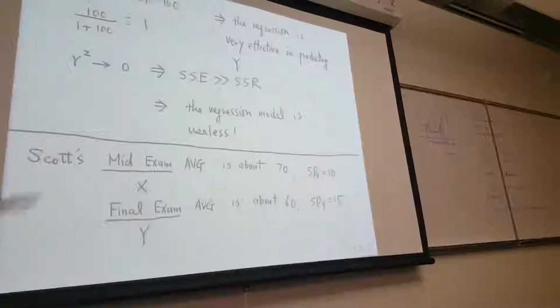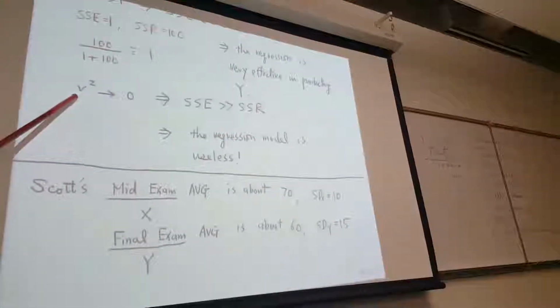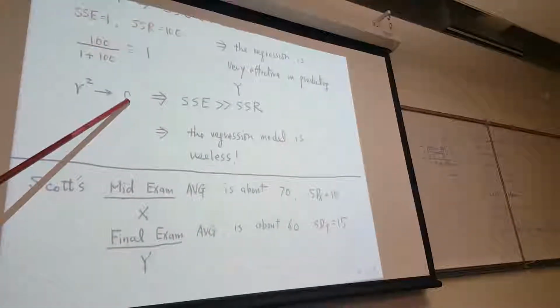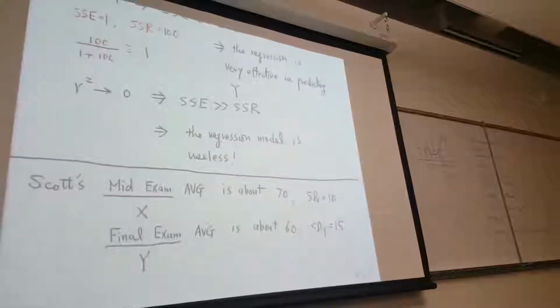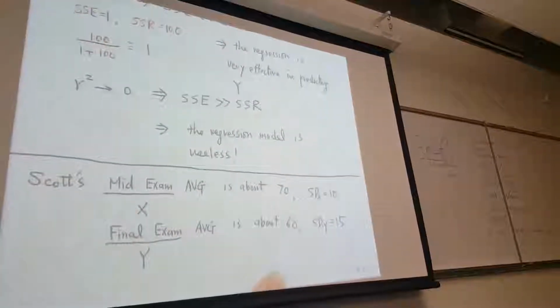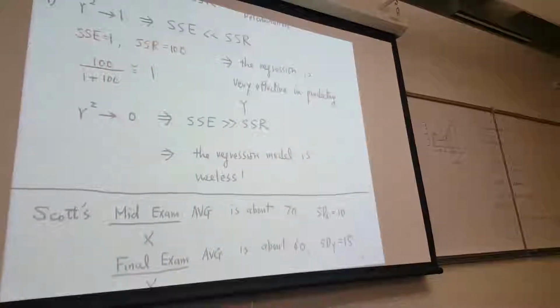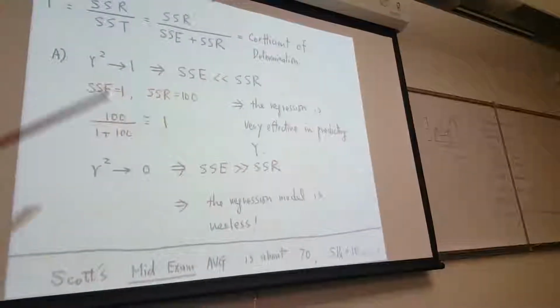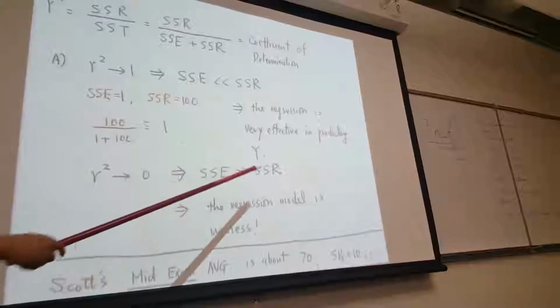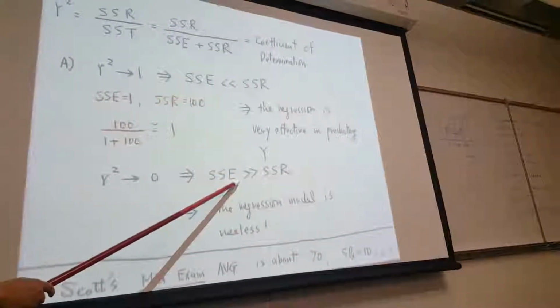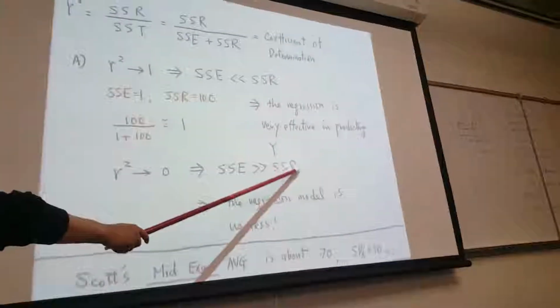Look at the next one. If R squared is close to 0, on the other hand, you can imagine, okay? R squared close to 0. If R squared is close to 0, that means SSE must be what? Much, much bigger than SSR.